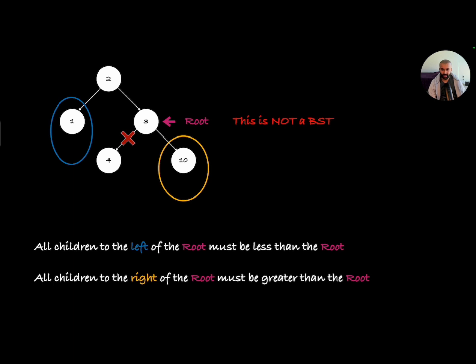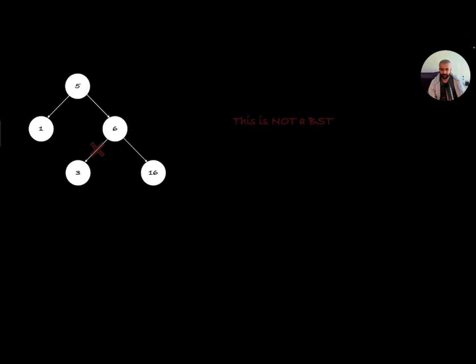It fits the definition of a binary search tree. This, however, is not a BST. As you can see, 4 here is to the left of its root and it is greater, so this violates the definition. If you take a look at this example, you can see this is also not a BST. Even though 3 is less than its immediate root of 6, it is less than 5, even though 3 is to the right of 5.